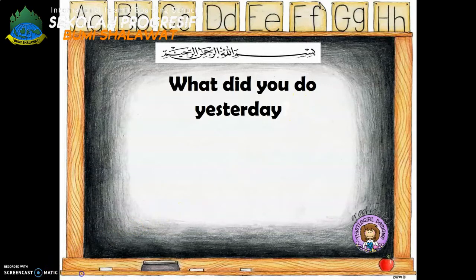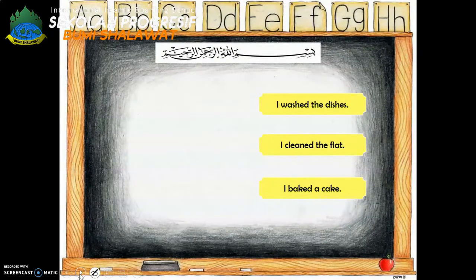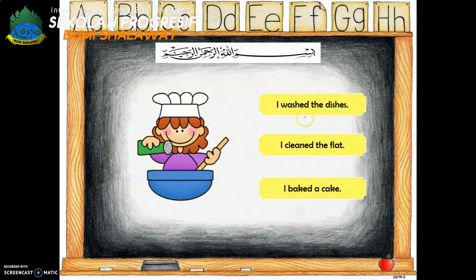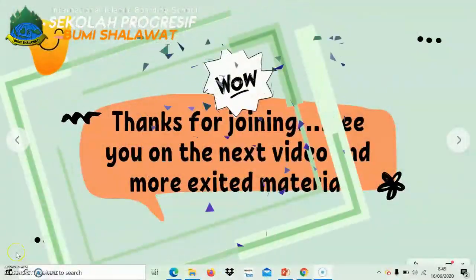Okay, let's start with question number 1. Look at this picture. Which sentence is suitable for this picture? Yes, of course, the answer is I baked a cake. Now, this one is a positive sentence. In a positive sentence, I use verb 2 because there is no did, so I use subject plus verb 2. Remember.